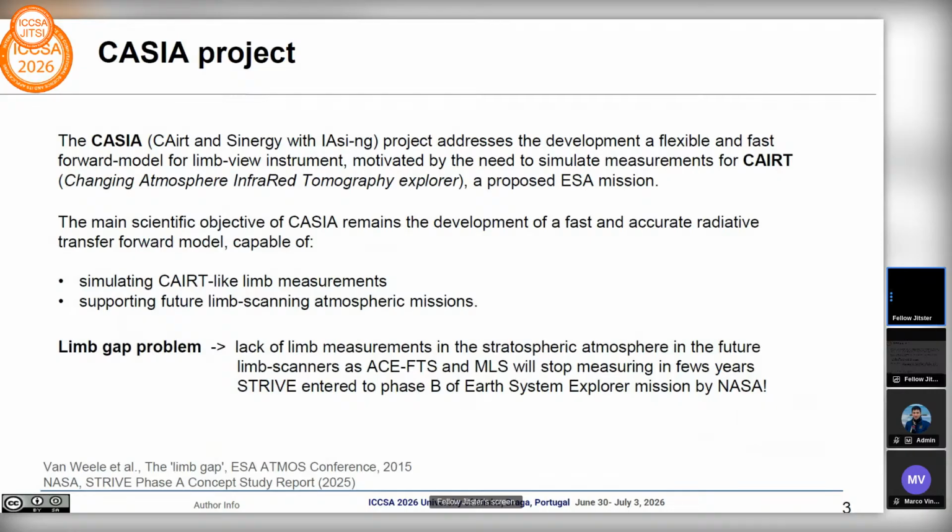This is also due to the so-called limb gap problem. The limb gap problem refers to the problem that in a few years, satellites with this kind of geometry, like ICESat or MLS, will stop measuring. So we can have a lack of this kind of measurement in the coming years. Now we hope for STRIVE, a mission of the Earth System Explorer that entered phase B.